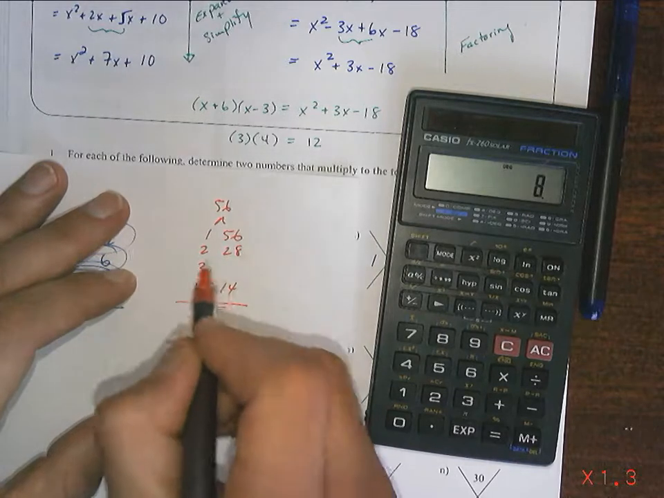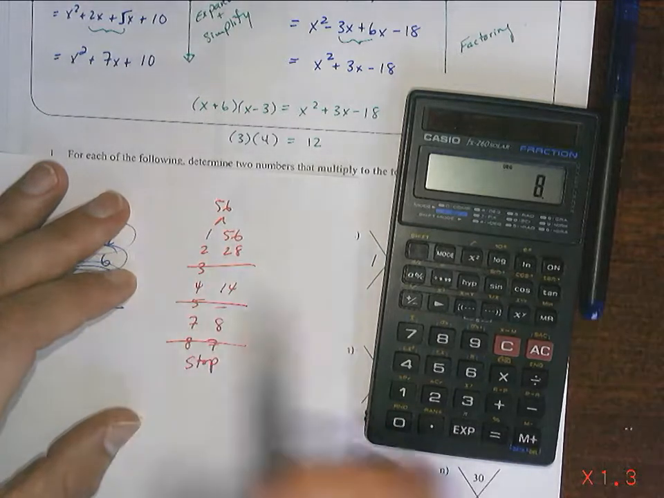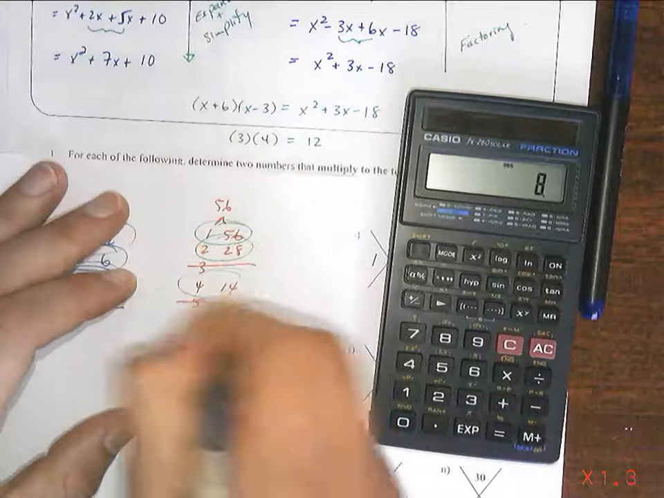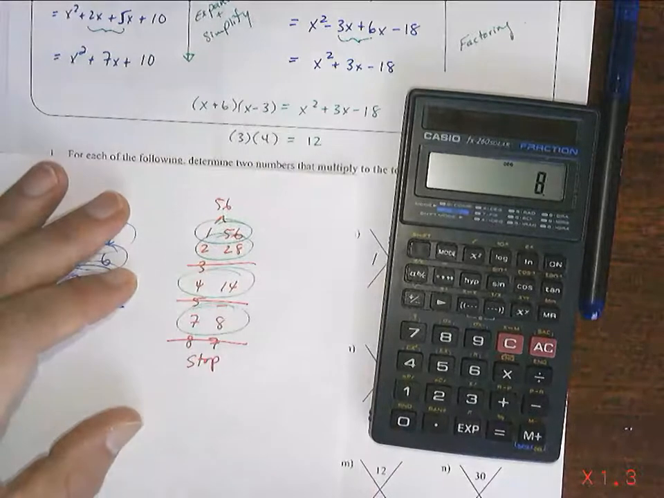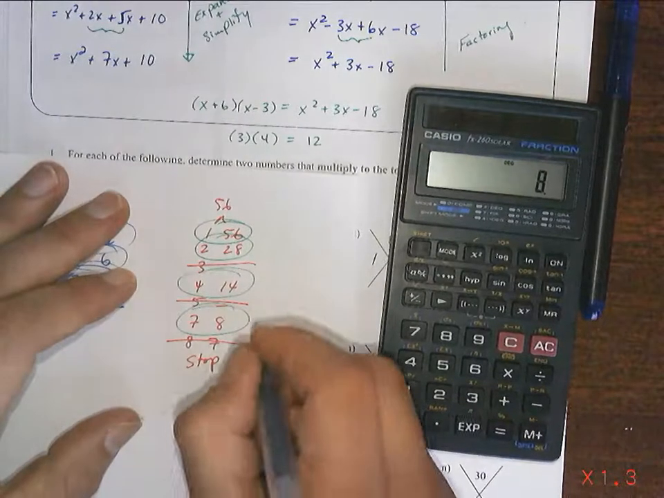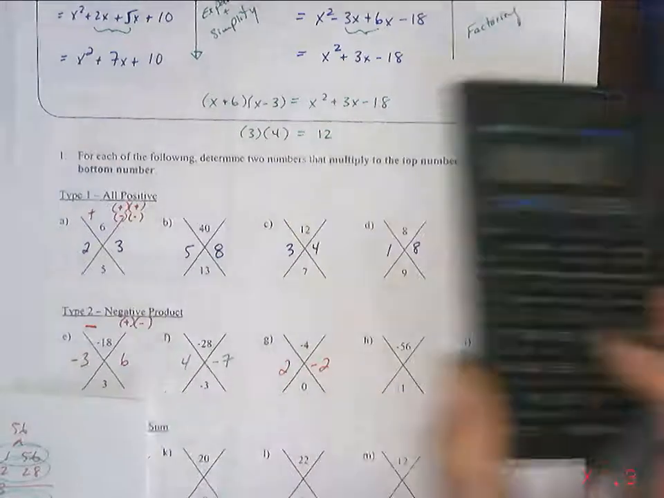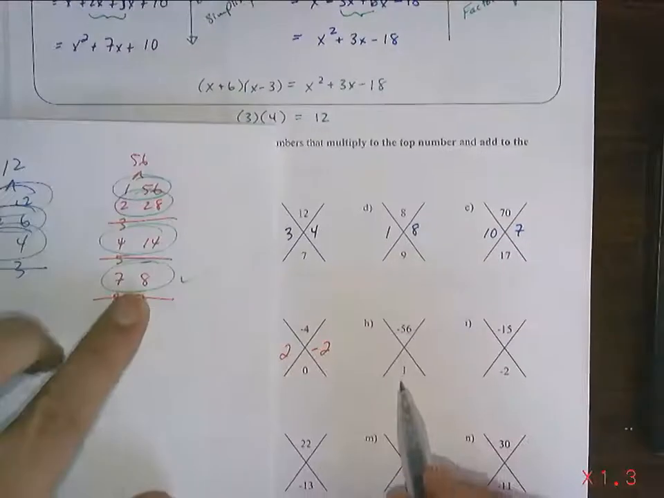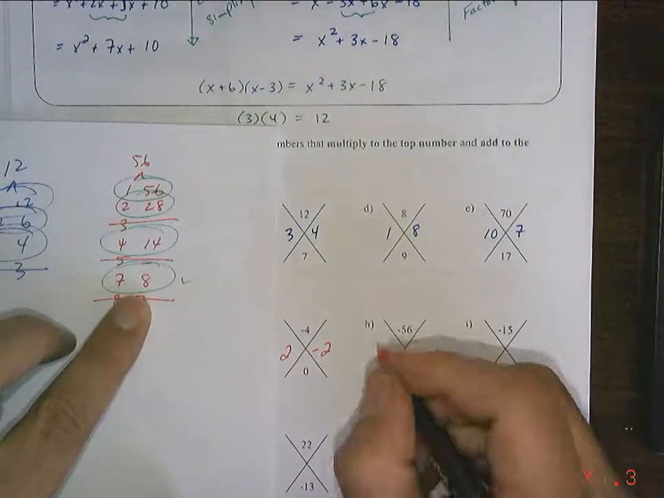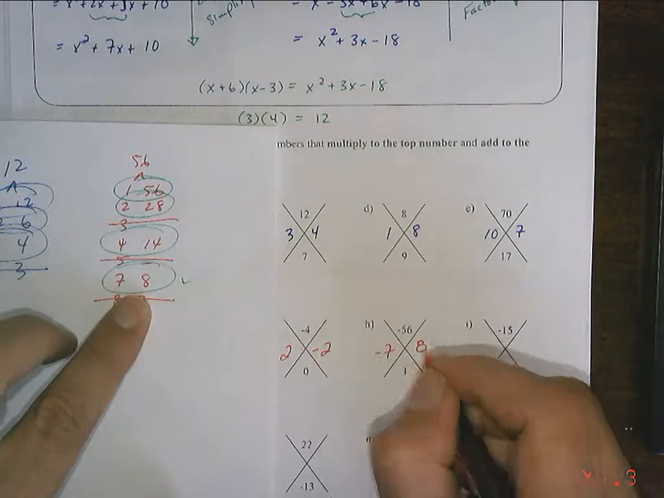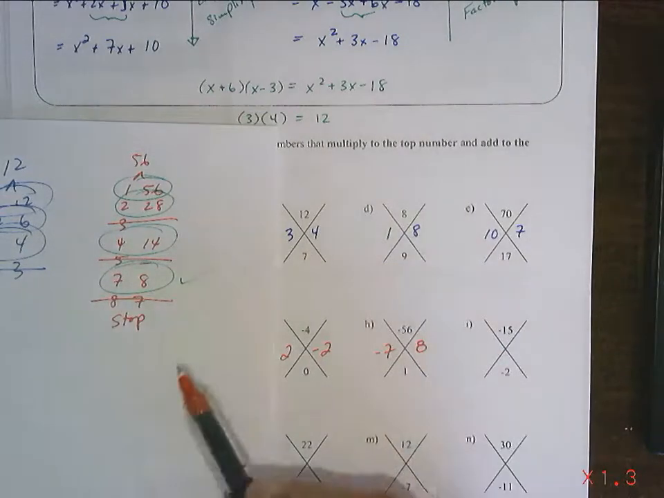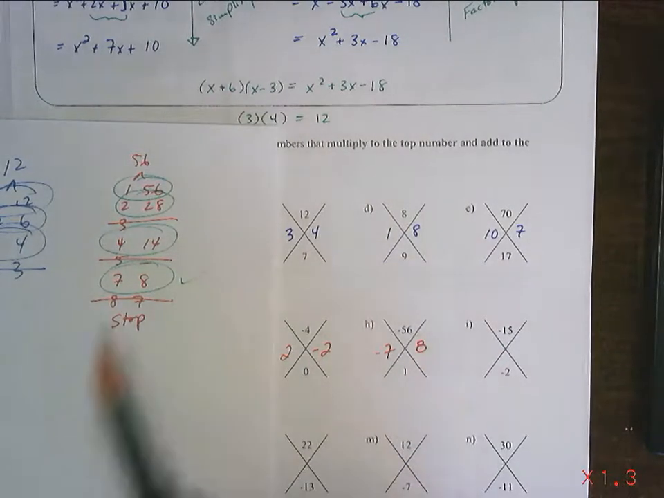Get rid of that one, get rid of that one. The only ones that could work are this one, this one, this one, and this one. Which ones could go together to give 1? This one, and it needs to be positive 1. So I guess the 8 is positive, and the 7 is negative. I would have made a mistake on that had I not used my factor tree. Use your factor tree.